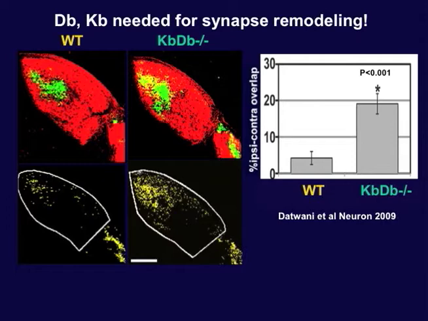So we were very excited because the results of this experiment suggest that K and D are needed for this process of synapse remodeling during development, and in fact, for the process of synapse elimination, in order to form the adult pattern of connectivity. I don't have time to talk about a lot of the physiology we've been doing, but that could be a story for another day.